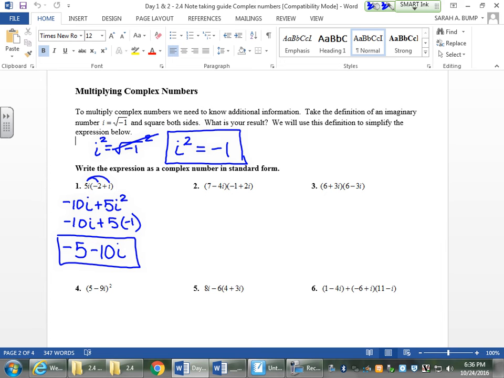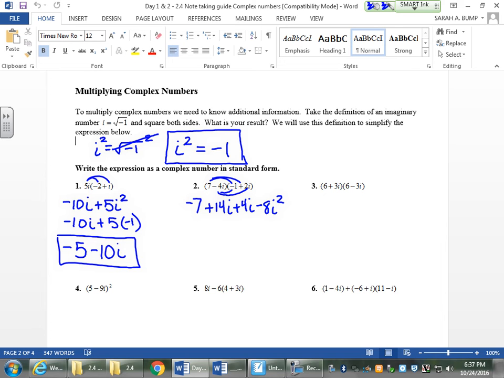Okay, I'm going to do another one with you, and you guys are going to practice a couple on your own. So 7 times negative 1 is negative 7. We're just distributing these all out. 7 times 2i is 14i. Negative 4i times negative 1 is positive 4i. And negative 4i times 2i is negative 8i squared.